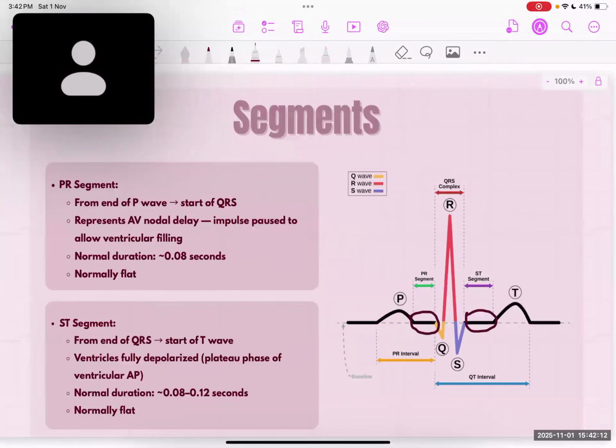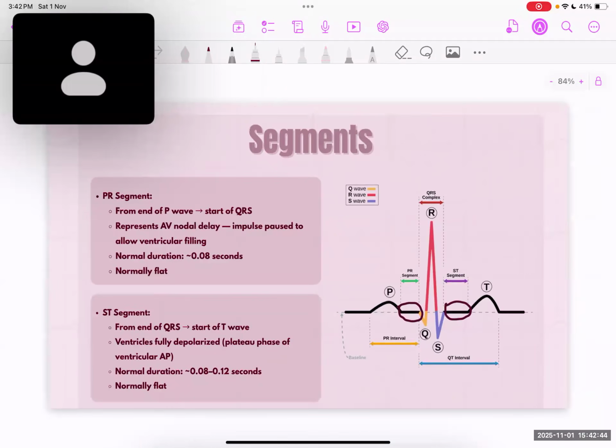Okay. And it's normally flat. Segments are supposed to be flat. If they're not flat, that indicates there's some problem. So if your ST segment or your PR segment is elevated or low, that means something's wrong. Now, the ST segment starts from the end of your QRS and goes till the start of your T wave. At this point, the ventricles are fully depolarized. That's why it's the plateau phase of your ventricular action potentials. The normal duration is 0.08 to 0.12. And once again, they're supposed to be flat. They can be elevated or depressed, but that would indicate problems.